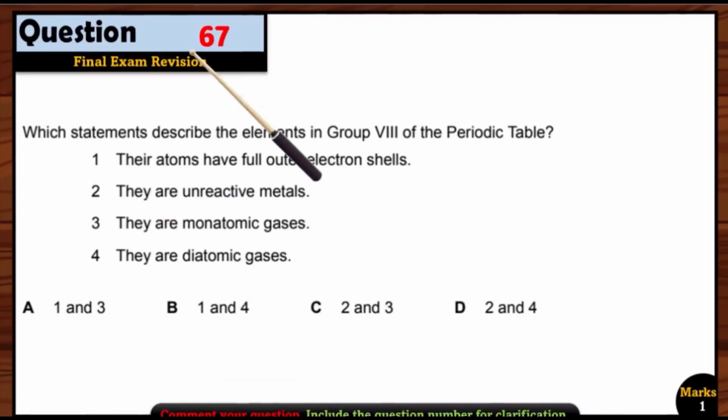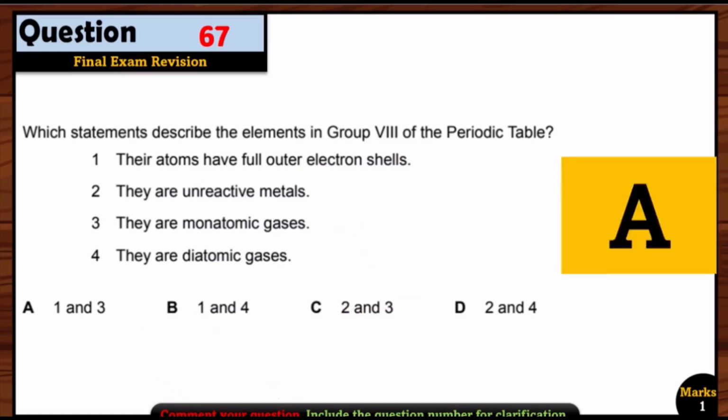Question 67. Which statement describes the elements in group 8 of the periodic table? Of course, we are talking about the noble gases. So, first option, their atoms have full outer shell electrons, right? They are unreactive metals. Wrong. They are not metals. They are monoatomic gases. Yes, that's right. They are diatomic gases. Of course, if they are monoatomic, they can't be diatomic. So, statements 1 and 3 are correct. That is option A.